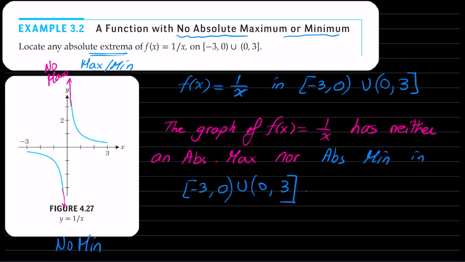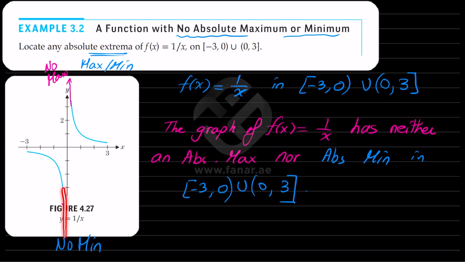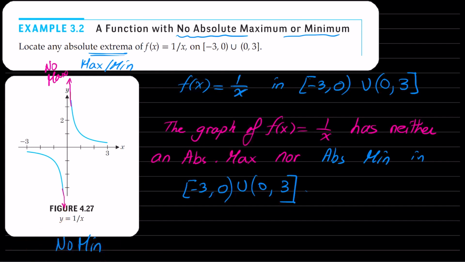So again, if we look at this graph, 0 is not included, so it means the graph will keep approaching the y-axis but will never touch it. So the graph will never have a maximum boundary, a maximum limit, and downward it will keep going down, down, down. So there is no maximum limit here and no minimum value. So it means no absolute maximum, no absolute minimum.